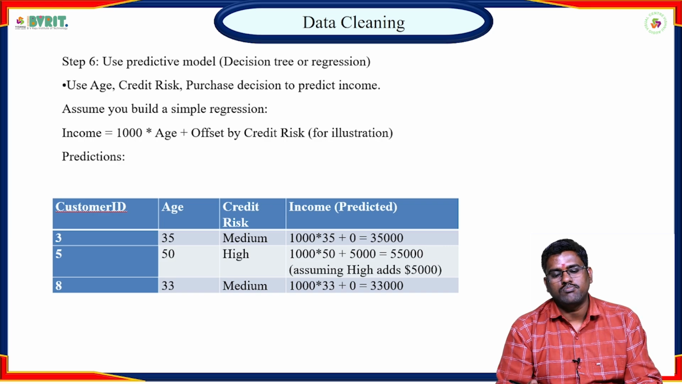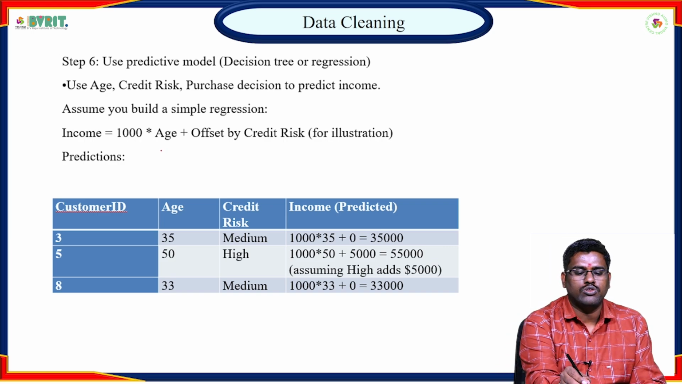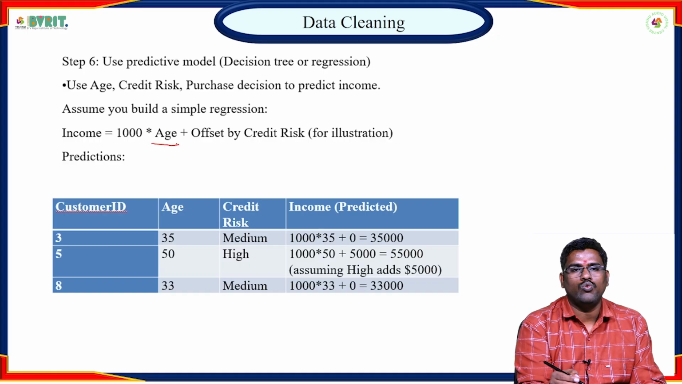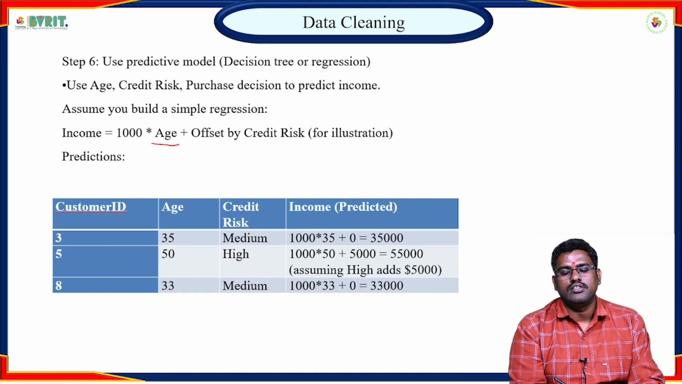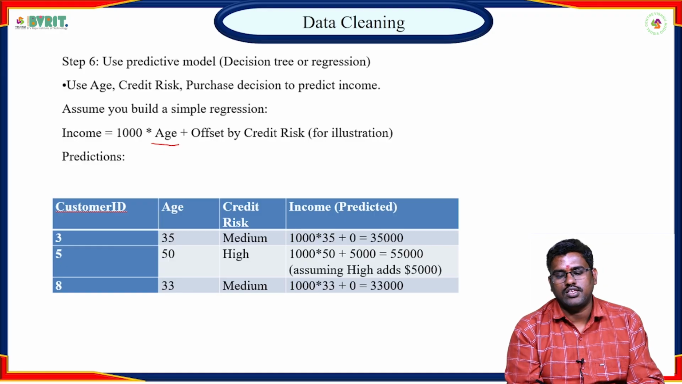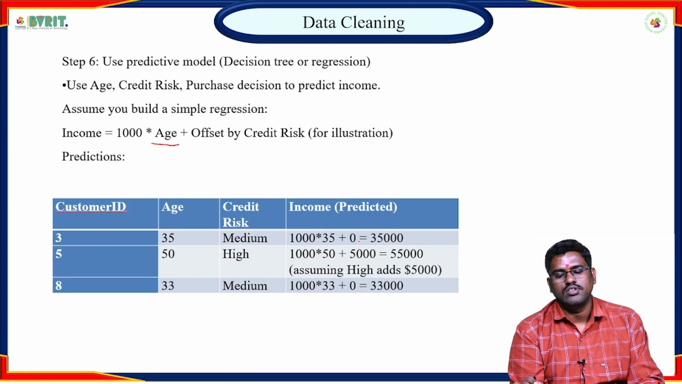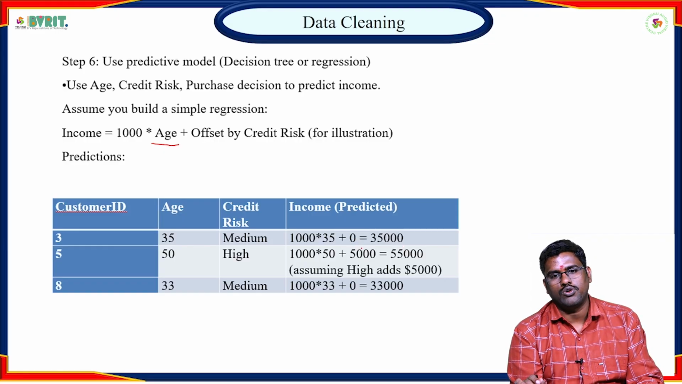Decision tree implementation means we have to calculate that one, income equal to 1000 into that attribute value, whatever the value is to be missing, offset by credit risk for illustration. So we need to calculate that one. For that we are calculating 30,000 into that, as age means 35, plus medium value is 0. That offset by credit risk value is 0. So that is 0, 35,000. Why? Because the credit risk value is 0.